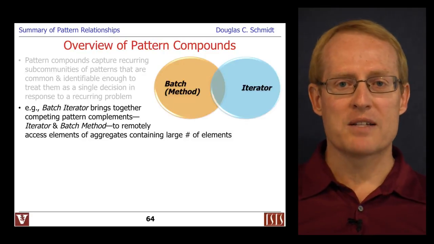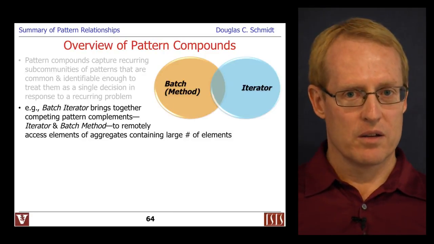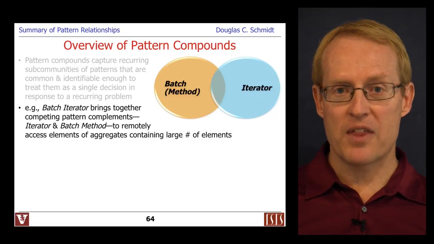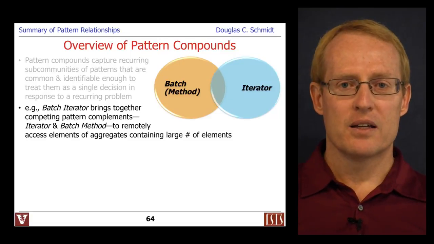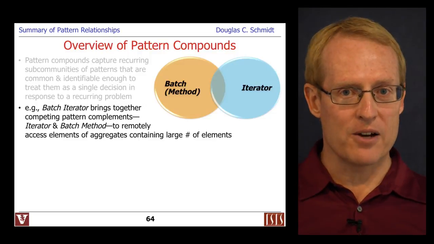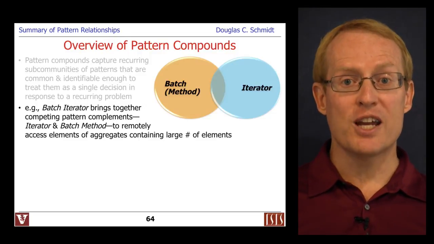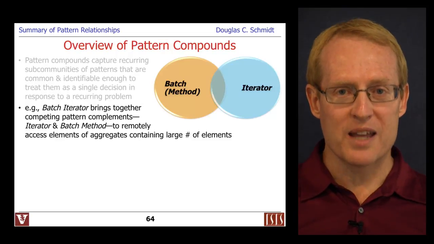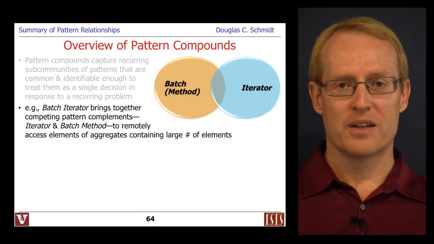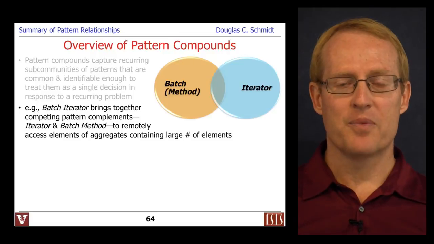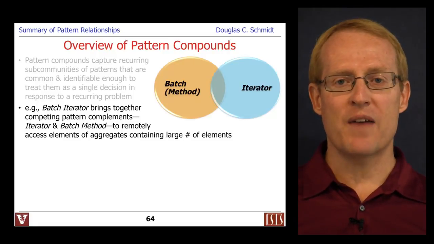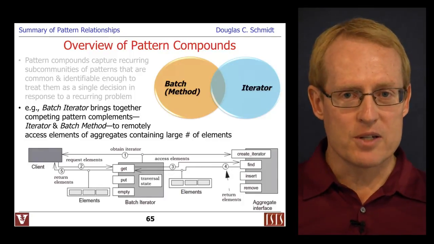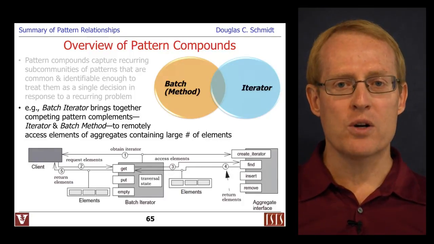Another example of a composite command would continue to riff on what we talked about earlier with batch method and iterator. It turns out that there's another pattern compound called a batch iterator that combines two competing pattern complements, iterator and batch method, to remotely access elements of aggregates which contain a large number of elements. Here's a diagram illustrating how batch iterator works.